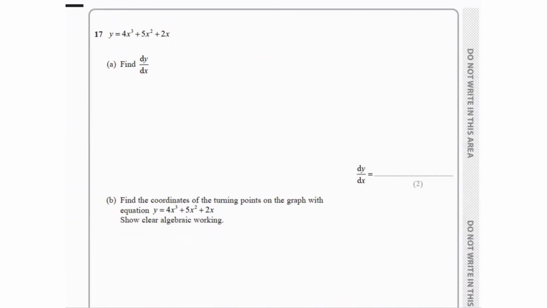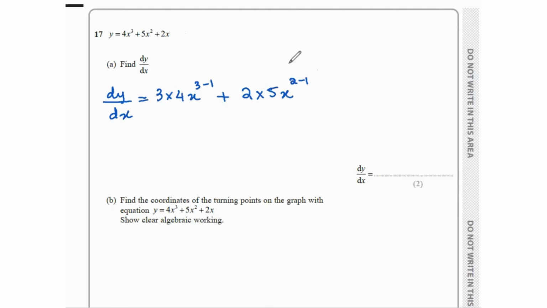Then we have differentiation. They have given us an equation, y equals 4x³ plus 5x² plus 2x. We have to find dy by dx. So for dy by dx, we're just going to differentiate the equation. When you're differentiating, you bring the power down, multiply it with the coefficient, and then subtract 1 from the original power. So I brought 3 down, multiplied it by 4, and then subtracted 1 from 3. Again, bring the power down, 2 times 5x to the power of 2 minus 1.